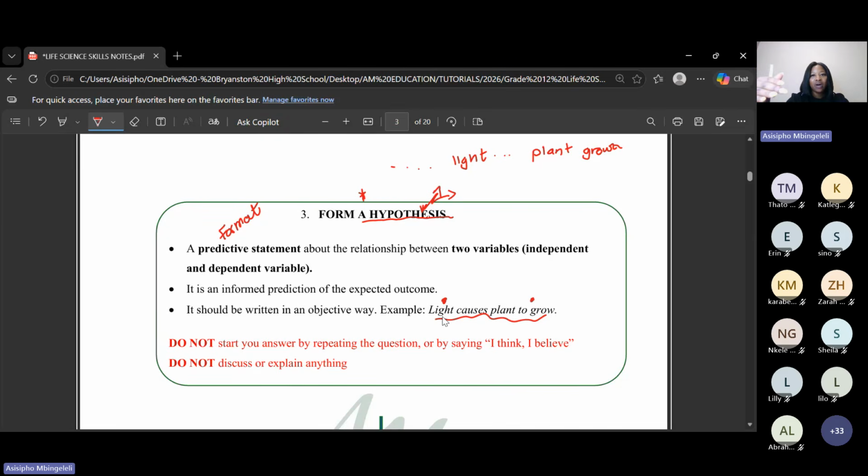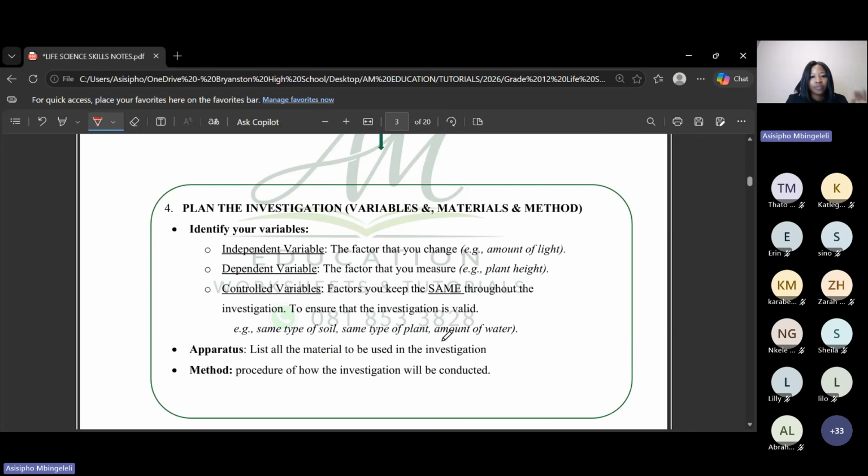Now, what will be the expectation here? You will be given the aim and they may ask you to write down the hypothesis. Please take note of this. You are not discussing or explaining anything. It is a statement. Do not repeat the question and say, the hypothesis is. Do not say, I think light will cause the plant to grow. Do not say, I believe that. That is immediately wrong. So we need to work on the format for the hypothesis.